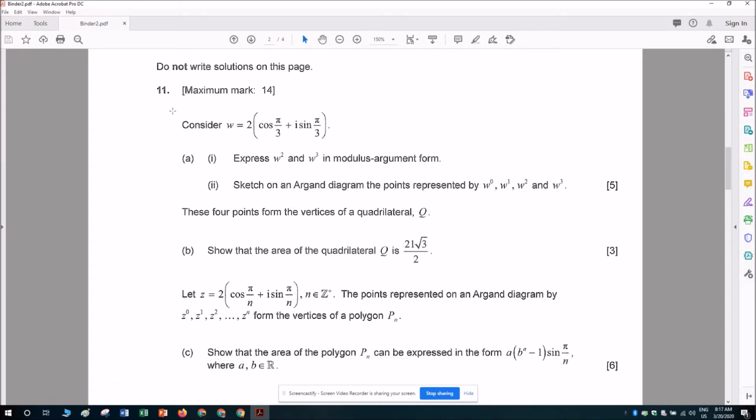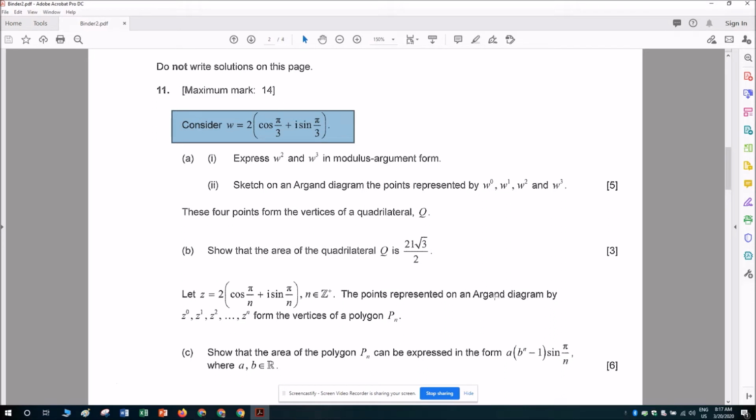So what they've done is they've given you this equation right here. Now notice, if you look at this carefully, what this represents is not a function, because there are no variables here. This is a number. So W is an imaginary number, a complex number, more correctly. And then they're asking you to do a couple different things with W.